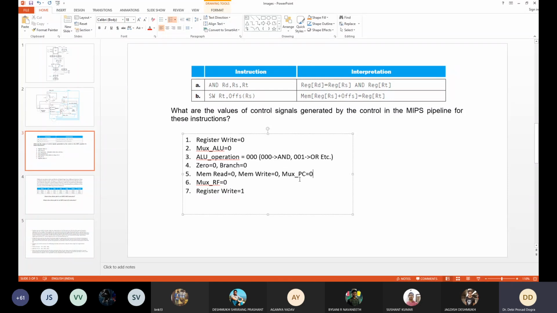ALU only has 8 kinds of operations. Here I have assumed it as 8 kinds of operations. That's why I'm using 3 bits. Okay.